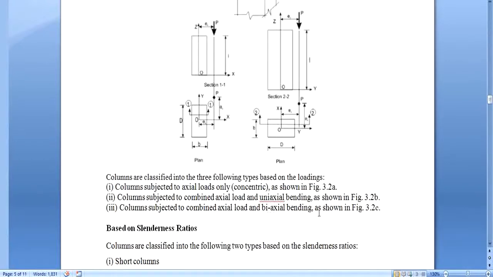Third one is biaxial bending. Biaxial bending means if the load is acting somewhere here, there is a length in x-axis also and there is a length in y-axis also to the centroid. So there is some distance between the centroid and the load in x-axis also and in y-axis also. So it is called as biaxial bending. I will show you the figure for that. You can see.